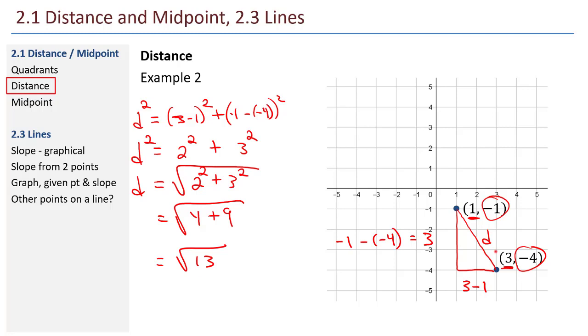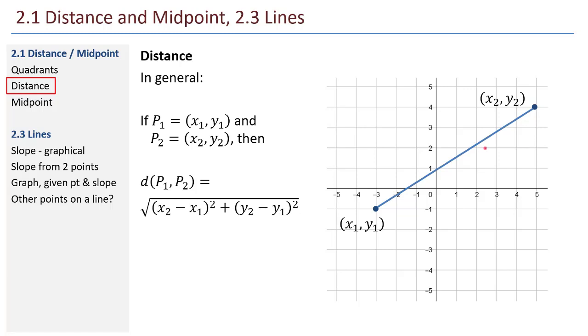All right, how does this work in general? In general, let's say I have 2 points, P1, which has coordinates (x1, y1), and point P2, which has coordinates (x2, y2). So to find the distance, it's the square root of the difference in my x values squared plus the difference in my y values squared. So that's what I did in the previous example in order to figure out the distance between the 2 points.